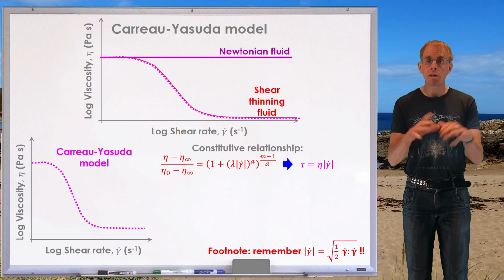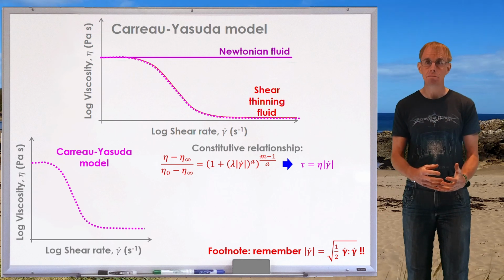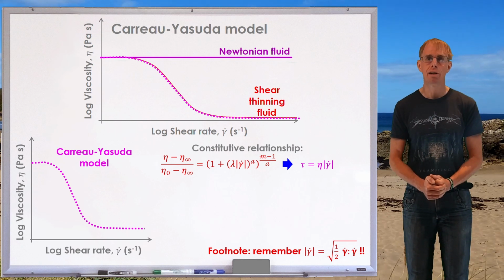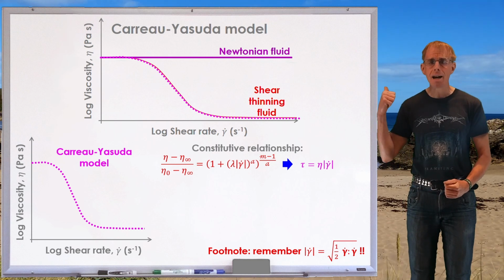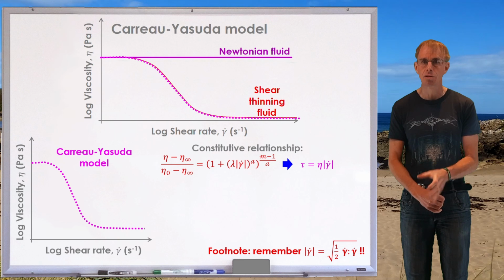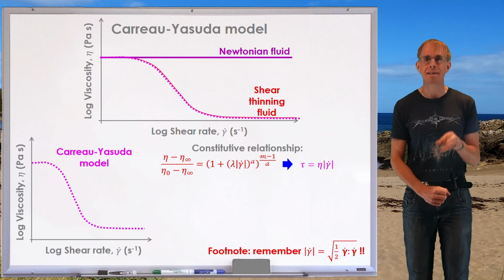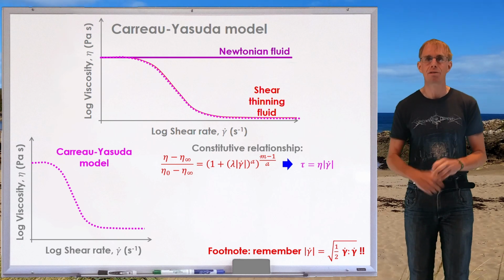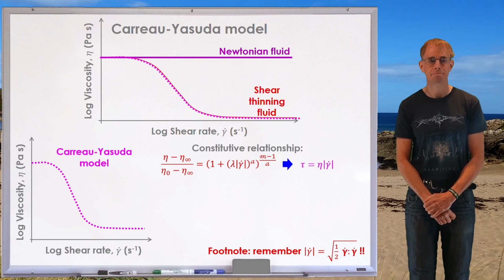And again, we can rearrange that relationship to give us eta, our variable viscosity, our variable Newtonian viscosity, and we can write our constitutive relationship as tau equals eta gamma dot, again with the recognition that eta is not constant, and we've written its variation right there.